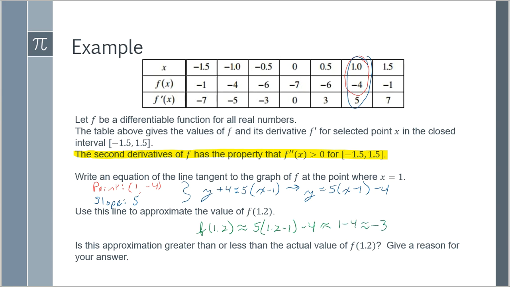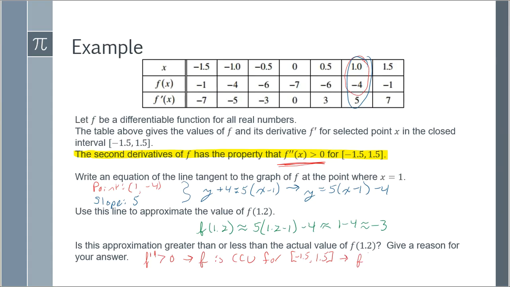which is -3. We're then asked to decide if this approximation of f of 1.2 being equal to -3 is an overestimate or an underestimate, and to explain why. Well, since we are told that f double prime is greater than 0, f double prime being greater than 0 means that f is concave up for that entire interval from -1.5 to +1.5.